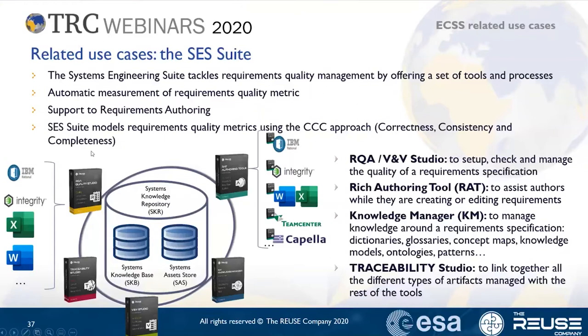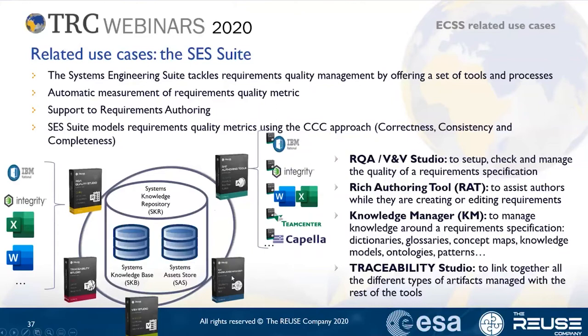The second one is when it comes not to the inspection, but rather to the creation, or when you are editing your requirements for the first time. So this is why we have implemented the RAT tool, the rich authoring tool. You can see the logo is a little bit different, and now I have used the logo of the tool, but also a small RAT box. This means that unlike the previous one, the RAT is an add-on on top of your tool, right? So while RQA is an external tool, external to Word or external to DOORS, the RAT tool is an add-on on top of Word or on top of DOORS, as well as other tools, so that you can have real-time quality assessment and real-time help with a set of patterns that you define in KM.